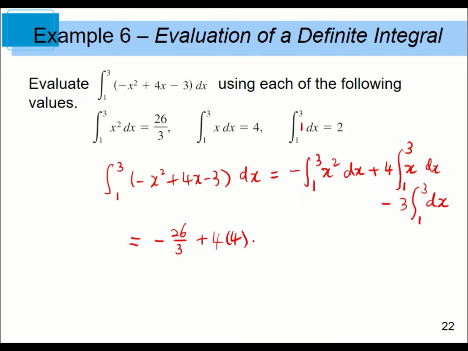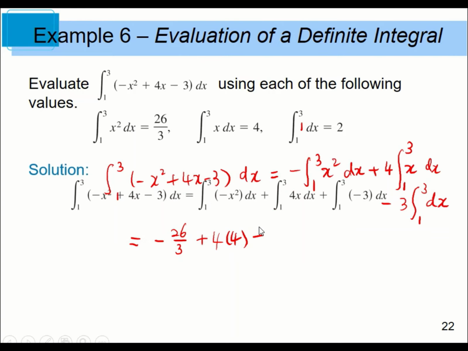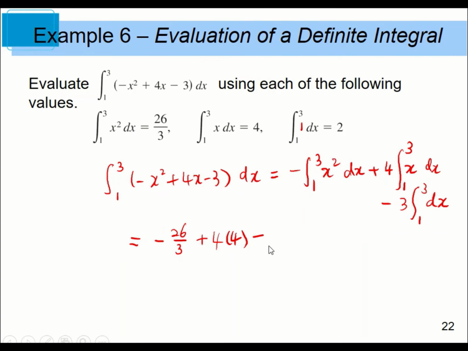After that, the one minus. So minus 3. Now, as we can see here, integrate dx from 1 to 3 is here, the answer is 2. So I'm going to multiply the 2 here. And so finally, solve this one, we can get the answer for this.